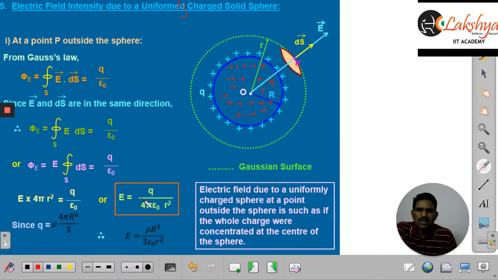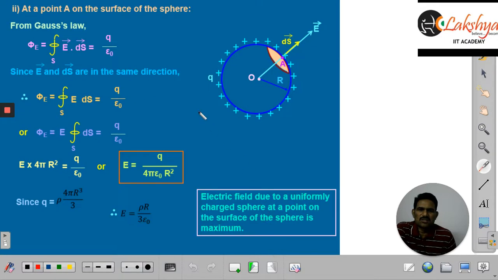And suppose you want to express it in terms of charge density rho, then this q value we can write as rho into 4 by 3 pi r cube. And so the term you can substitute here, then you will get this expression here: rho r cube by 3 epsilon naught r square, right? So this electric field outside is inversely proportional to r square. And you can also say that for an external point, it behaves like a point charge placed at its center, which is nothing but our shell theorem. So based on the shell theorem, we mentioned these expressions already.